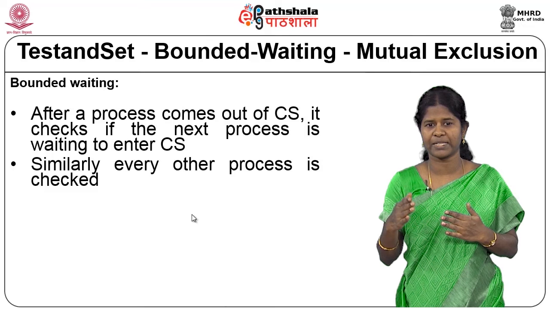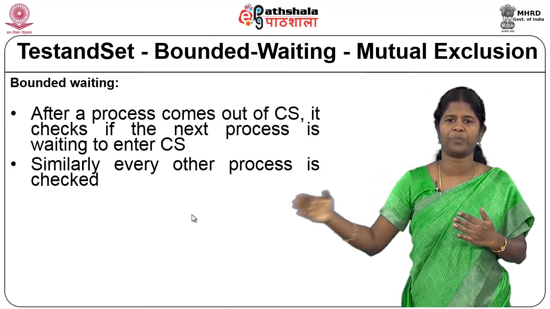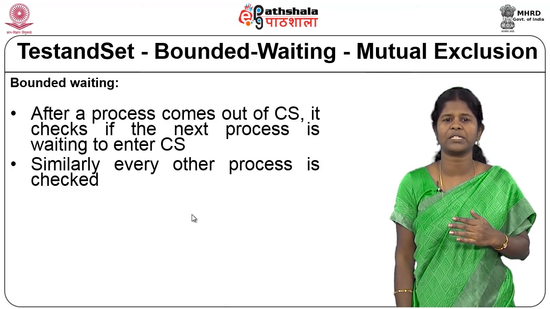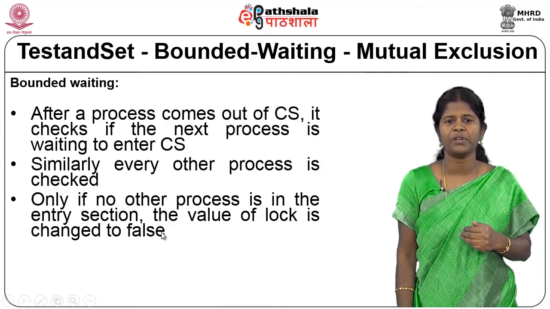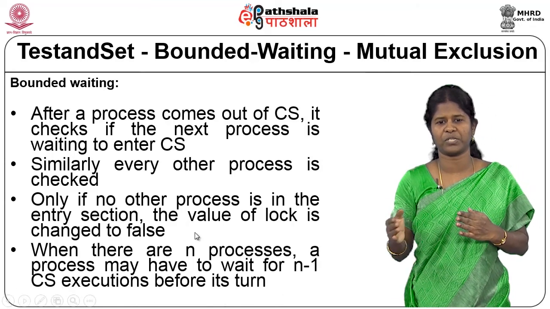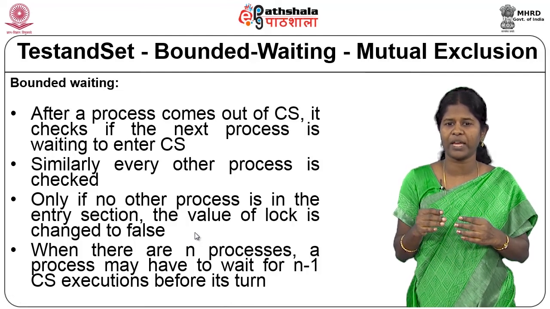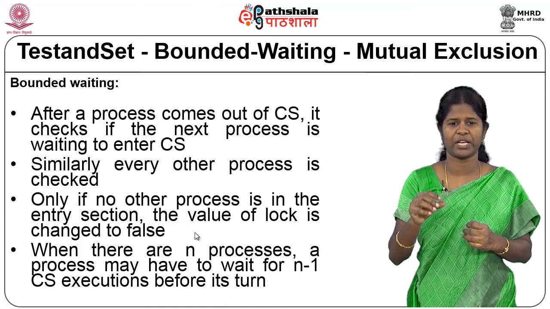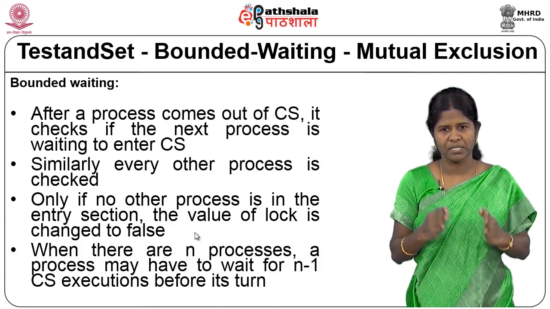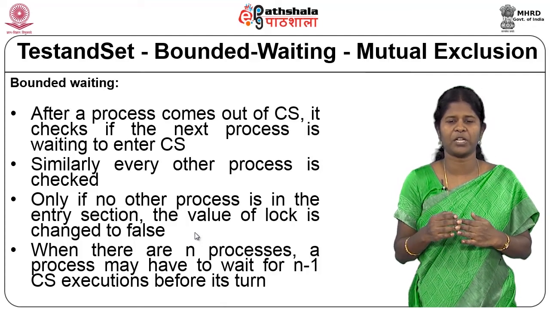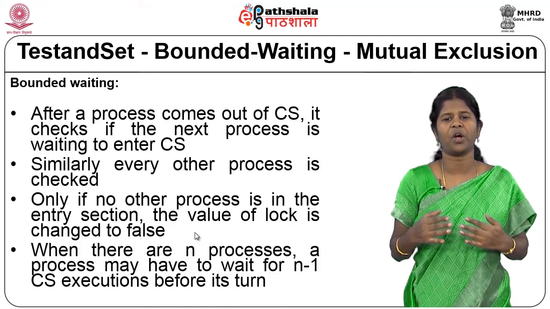If P1 is not ready to enter the critical section, it will check if P2 is ready to enter. Very similarly, it will check for all the other n minus 1 processes, and if no other process is ready to enter the critical section, only then it changes the value of lock to false. So, here you find that when there are n processes, in the worst case, one process will have to wait only for n minus 1 critical section executions by the other n minus 1 processes before it gets its turn. So, the maximum amount of waiting for this process is n minus 1. It has to wait for a maximum of n minus 1 CS executions, not more than that.